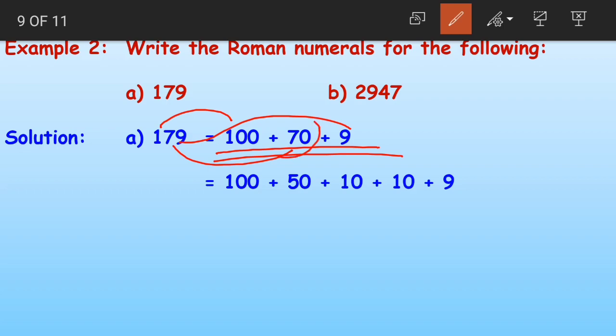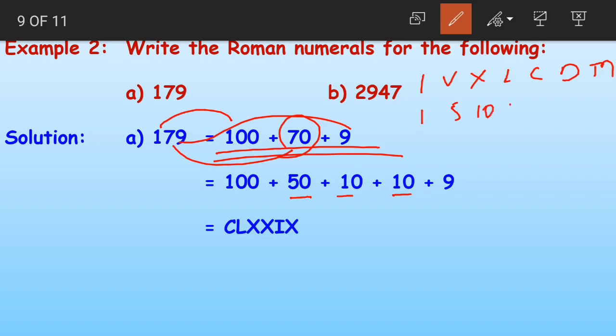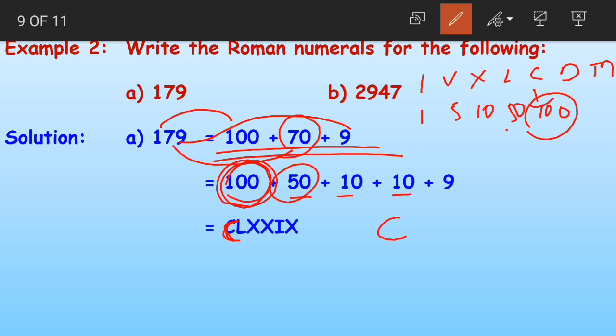Now again, this 70 can be further split as 50 plus 10 plus 10. Yes, children? Now when we look at the place value chart I, V, X, L, C, D, M, we have 1, 5, 10, 50, 100. C stands for 100. We want 100 here, right? So C stands for 100. So we wrote C. Then 50. L stands for 50. So L. Then we have 2 tens.